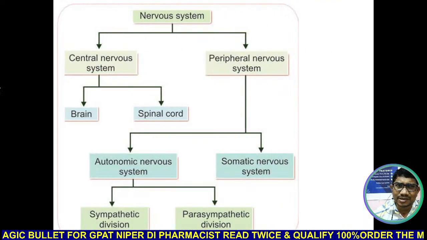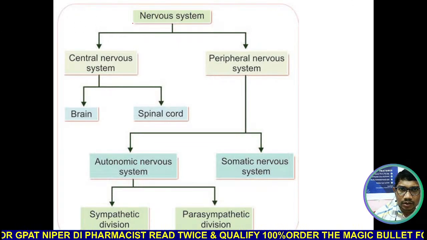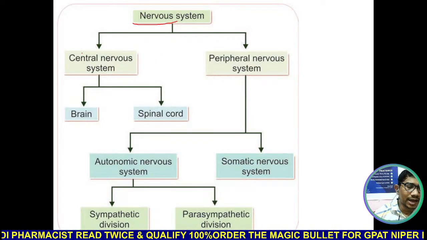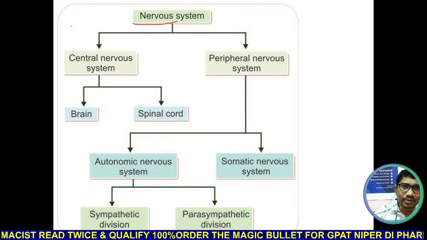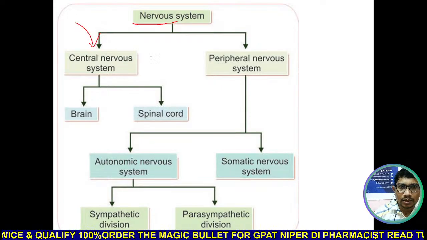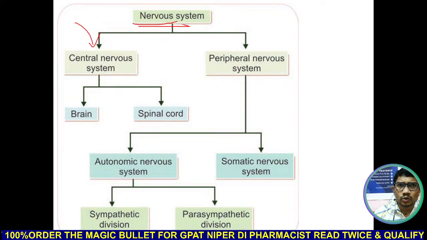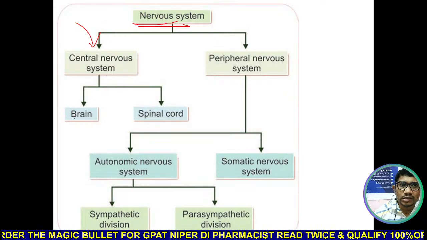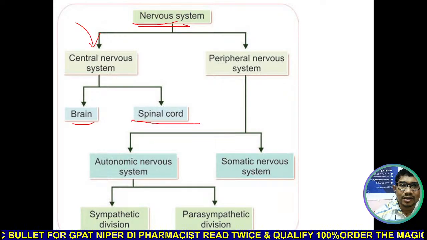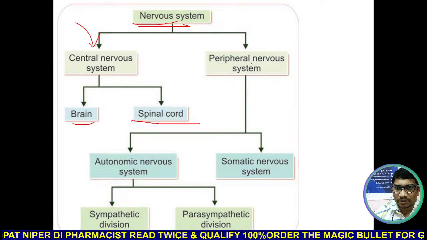So nervous system is basically classified into two types. आपका जो nervous system है, nervous system is classified into two types. फर्स्ट कैटेगरी होता है सेंट्रल नर्वस सिस्टम यानी सीएनएस, राइट? सेंट्रल नर्वस सिस्टम व्हिच इज हैविंग ब्रेन एंड स्पाइनल कॉर्ड. फिर सीएनएस में क्या आता है? ब्रेन एंड स्पाइनल कॉर्ड.